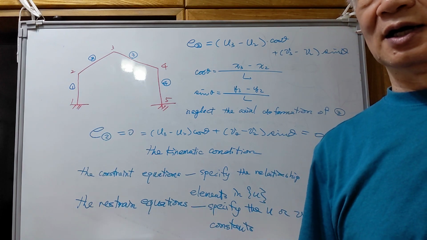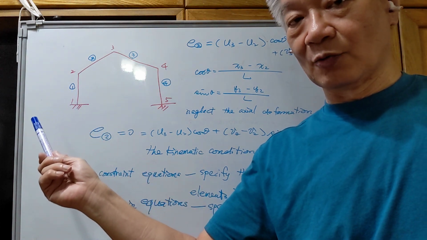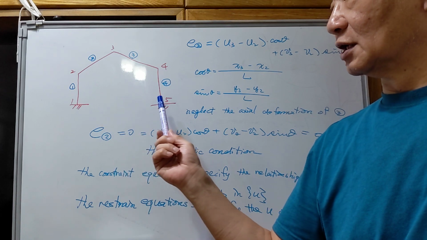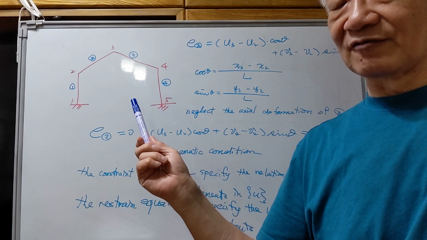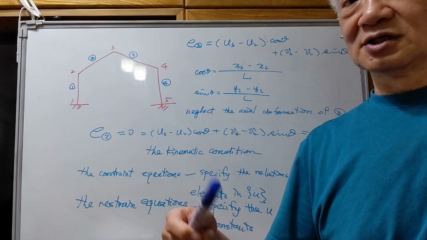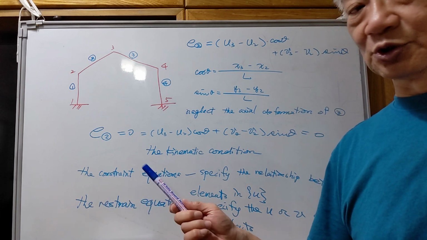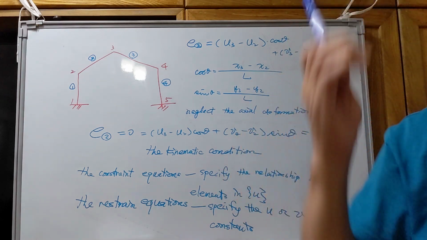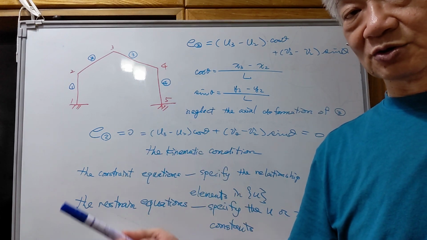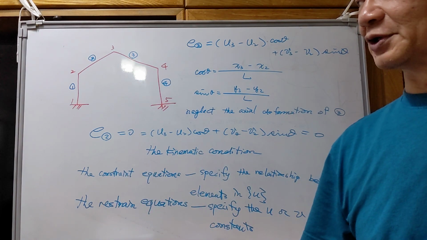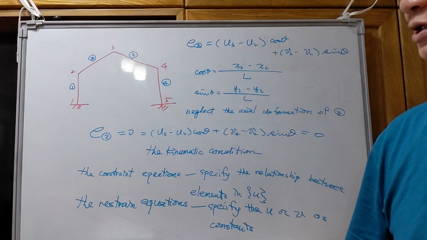So we know u1, v1, and also theta 1 are equal to zero. And also for nodal point 5, u5, v5, theta 5 are all equal to zero. Such kinematic conditions are sometimes called restraint equations. And constraint equations, just like u2 equal to u3, or equations like this one, are also constraint equations.